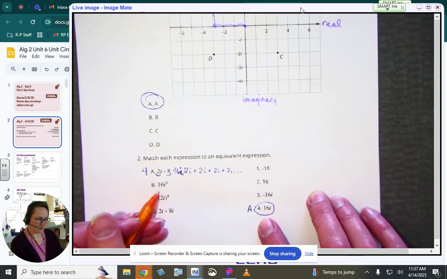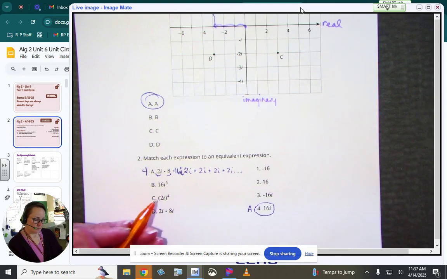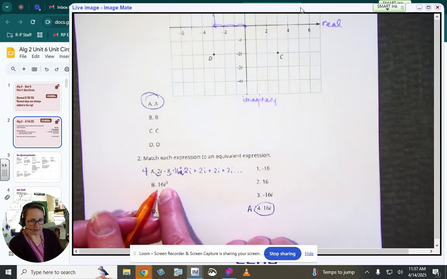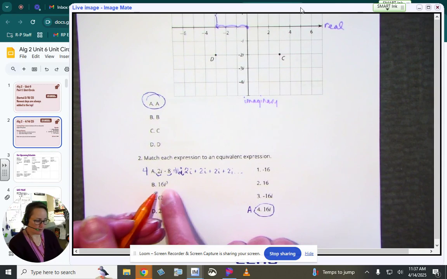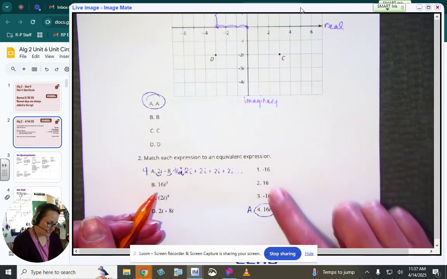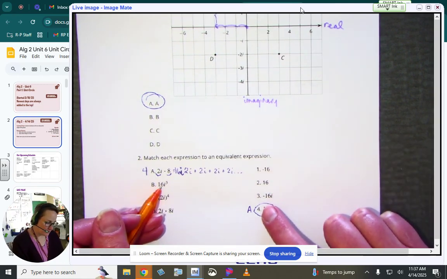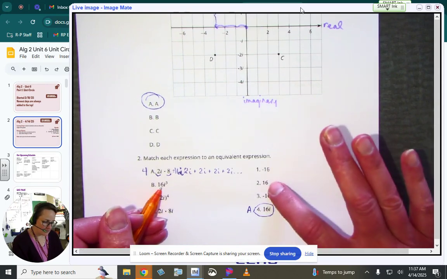Now, if I have 16i to the third, that's going to get a little interesting. We haven't actually seen what 3 i's multiplied together looks like. So I know it's going to have a 16 to it, and I know it's going to be a positive 16, I think.